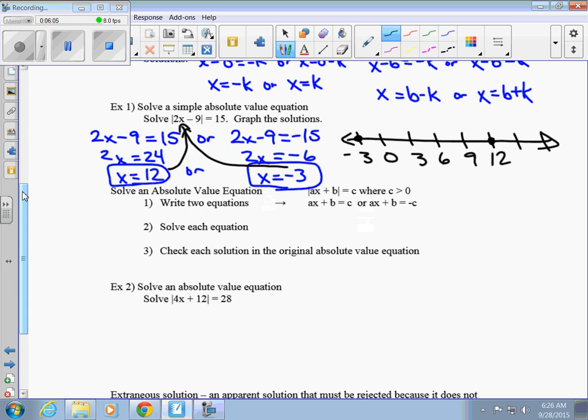If we want to break this down step by step on solving an absolute value equation, here's what you need to do. Step 1, we're going to write 2 equations. Set it equal to the number and set it equal to its negative counterpart. Then solve it, then check to see that the solution works.